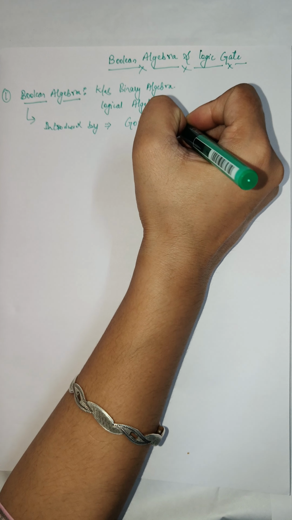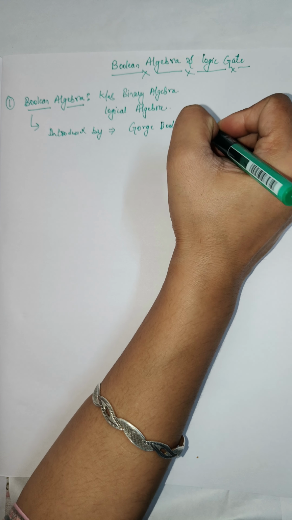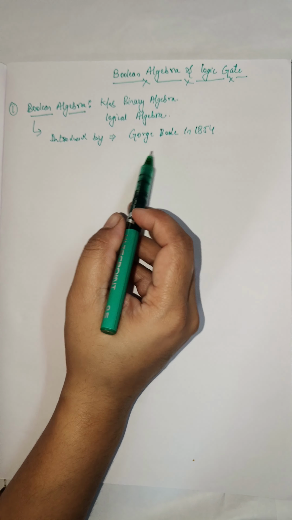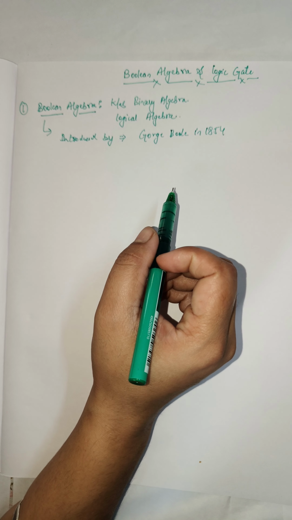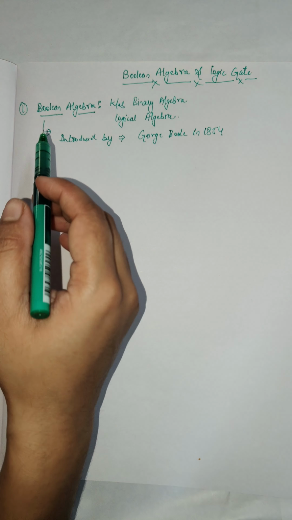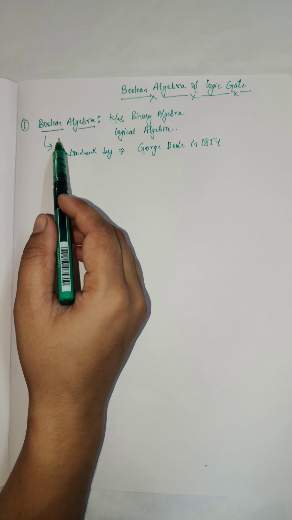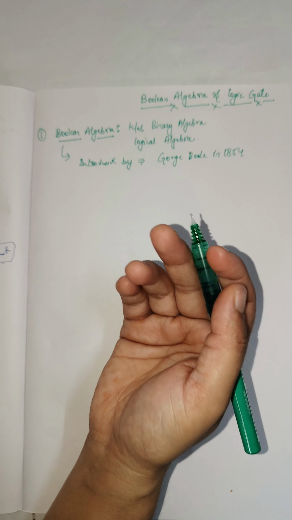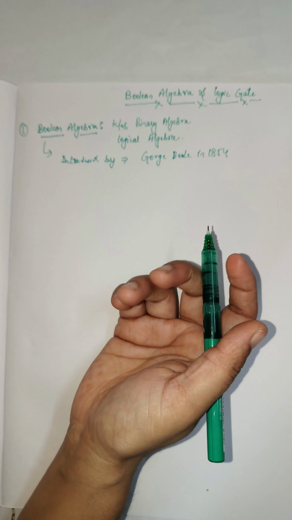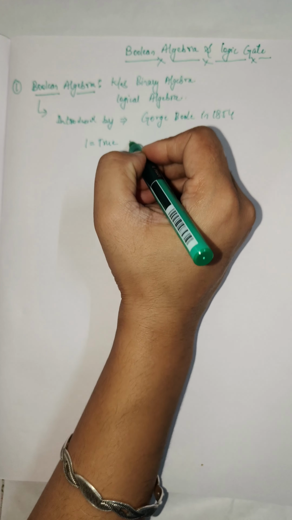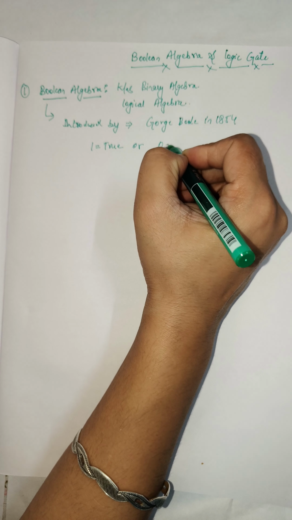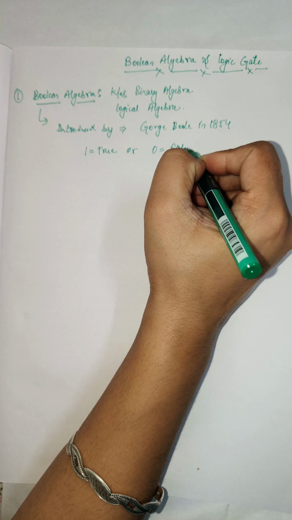This is also a previous year question in one of the competitive exams: George Boole, in the year 1854. Okay, so Boolean means we are talking about two things, that is either true or false, or 0 or 1. Okay, so 1 means true and 0 means false.